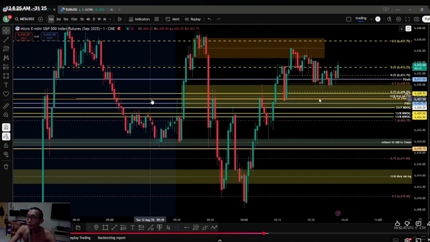But it's holding up at the first presented fair value gap. Look at that. Bodies are respecting the first presented fair value gap. I know it's a lot of things, but you can see here the 12th of August, the first presented fair value gap, which is today's one.